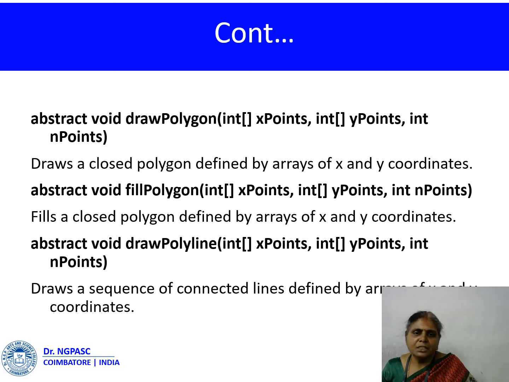Then the next method is drawPolyline. The previous one is polygon and this is actually a polyline. Here also we have a set of points, and the points are joined by straight line segments. How many points we are giving will be the third parameter. The x values of those points will be in the first array and the y values in the second parameter. So a sequence of connected lines will be drawn with the help of the drawPolyline method.